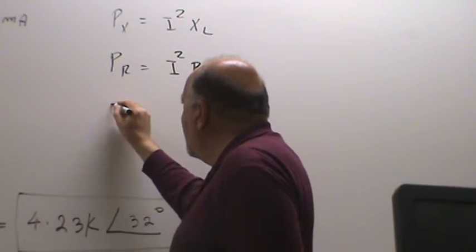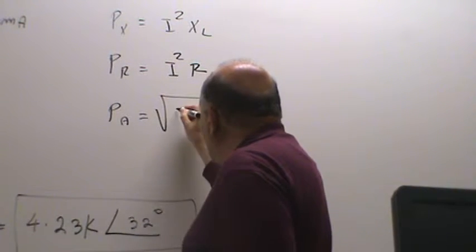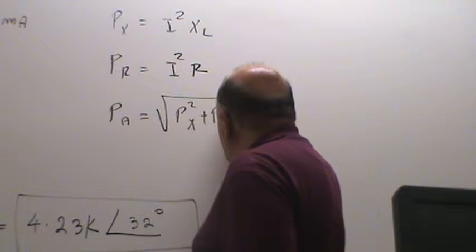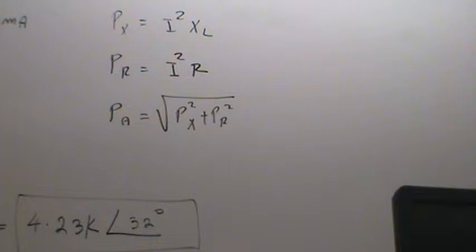And P apparent doesn't change, by the way. It will be the same as the square root of P of X squared plus P of R squared. So fortunately, those formulas don't change. Everything is the same. So that is it. There it is. Parallel circuit.